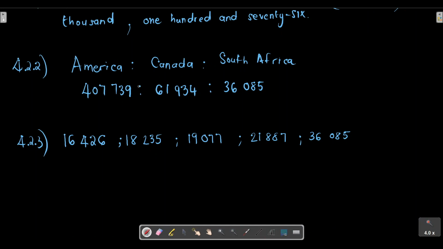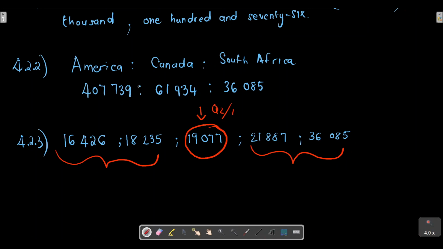So from here, very simple, we can already see that this 19,077 is the value that is in the middle, because in this case, how many values do we have on the right? 2. How many values on the left? 2. So therefore, this one is our Q2. This value is our median value. So this is our Q2. We can also say this is our median because Q2 is the median.